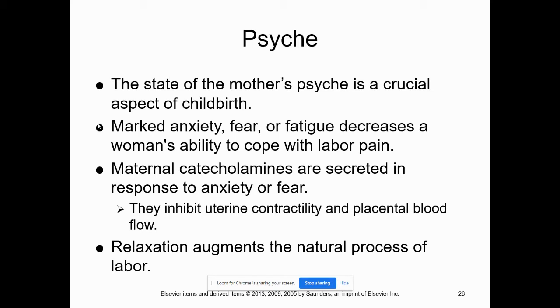What happens is the mom's catecholamines are secreted, and it stimulates a fight or flight response, and that situation inhibits uterine contractions. It makes them uncoordinated and less effective, and it also reduces the placental blood flow, which is going to be harmful for the baby. It can cause the baby's waste products to not be eliminated, and not enough oxygen to come in, and when that happens, the baby can become metabolically acidotic. Relaxation just helps to augment the whole natural process of labor and make everything work better and go smoother.